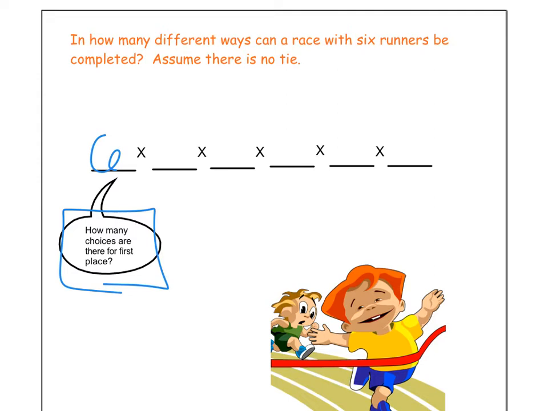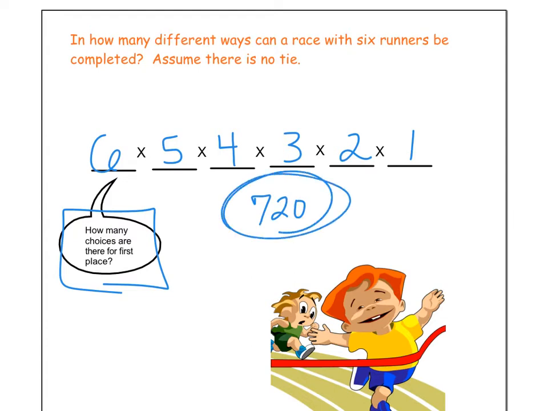And then we multiply it by the next outcome. Once a runner has passed the finish line and comes in first place, now there are only 5 runners left to come in second place. And so on. We continue this until we get down to the last runner. And we can multiply all of these together and find that there are 720 different ways for 6 runners to complete a race.